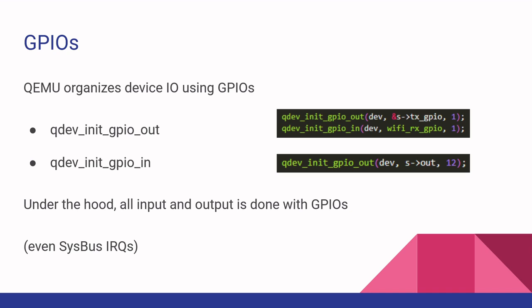So, GPIOs. QEMU organizes the device I/O using GPIO. Everything under the hood is a GPIO, even the Sysbus IRQs we discussed earlier. So to create them, we use 2 different things. We have init GPIO out and init GPIO in. On the right here, you can see a couple of different devices creating their GPIO pins.